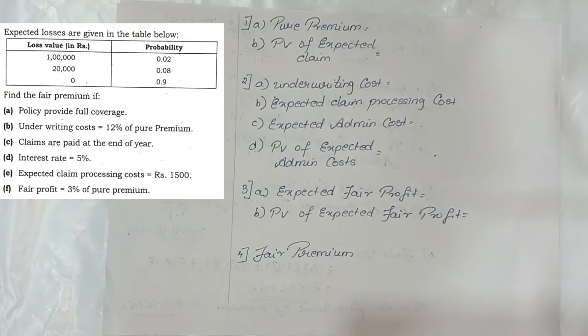Okay, now this is the next question. I'll just read out the question now, the second sum that we're going to do. It is said that the expected losses are given in the table. So they have 1,00,000, 20,000 and 0 as losses, and their probabilities are given. Again, find the fair premium.